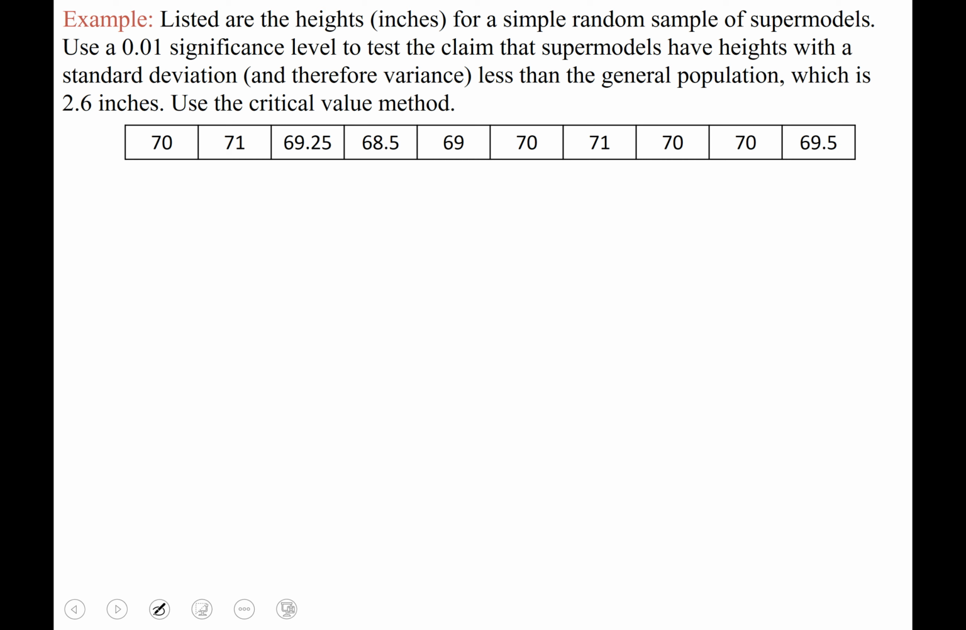Okay, to start testing a claim, we use two capital H's, H sub naught and H sub 1. The decision to use sigma right here came from "test the claim that supermodels have heights with a standard deviation." That's how we made that decision. We always use an equal sign for the null hypothesis. Our decision to use a less than sign came from the wording in the claim. And then the 2.6 inches is the standard deviation for the current population.